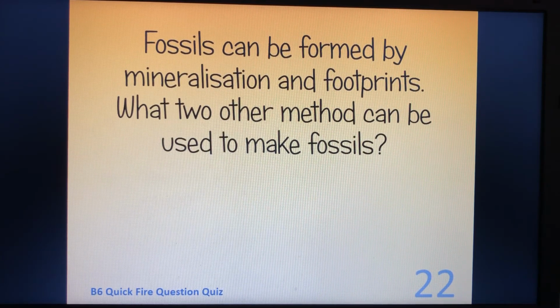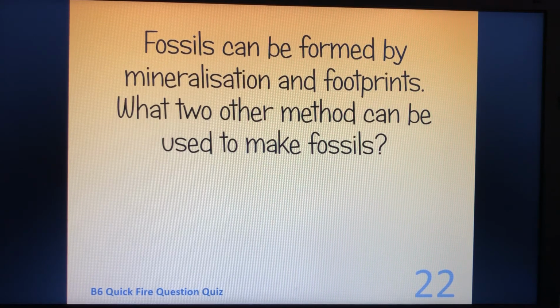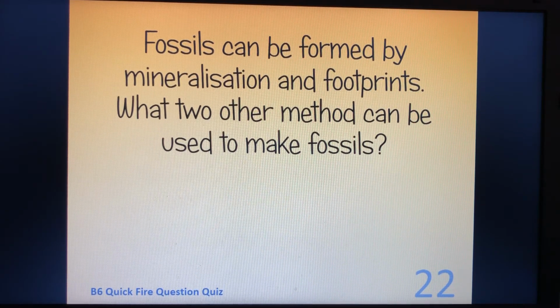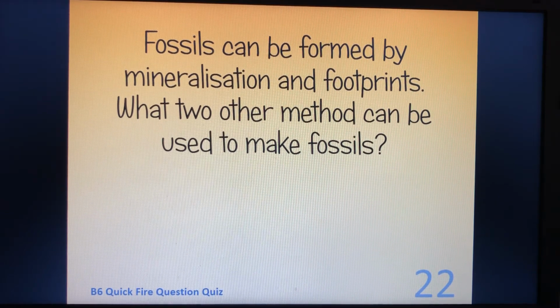Question 22. Fossils can be formed by mineralisation and footprints. So that's prints in the mud, which is the footprints that then solidify, and mineralisation where they get buried under sediment and then minerals take the place of the bone. What two other methods can be used to make fossils?